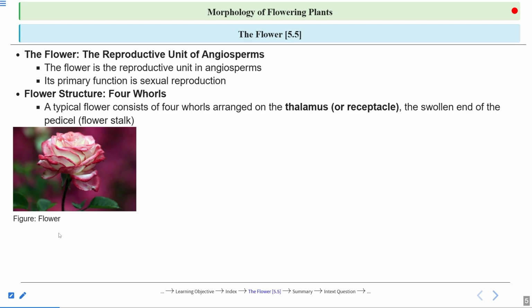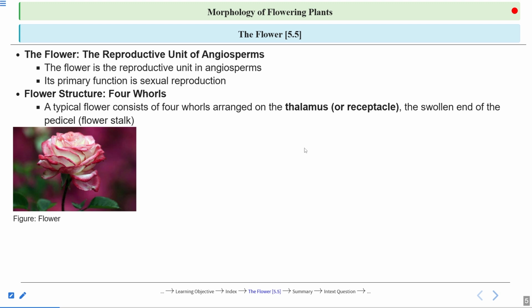Here you can see a figure of a flower, that is the rose flower. You can see the sepals, the different petals, right? And after the petals, there are androecium and gynoecium. So in angiosperms the flower is the reproductive unit, and its primary function is sexual reproduction only, right?